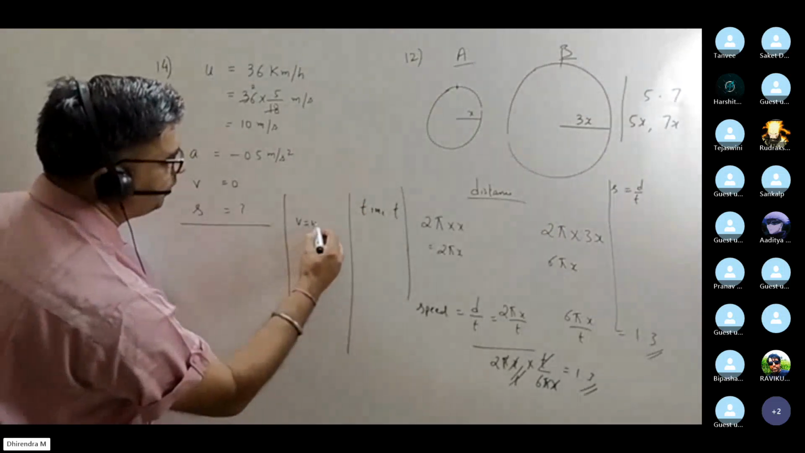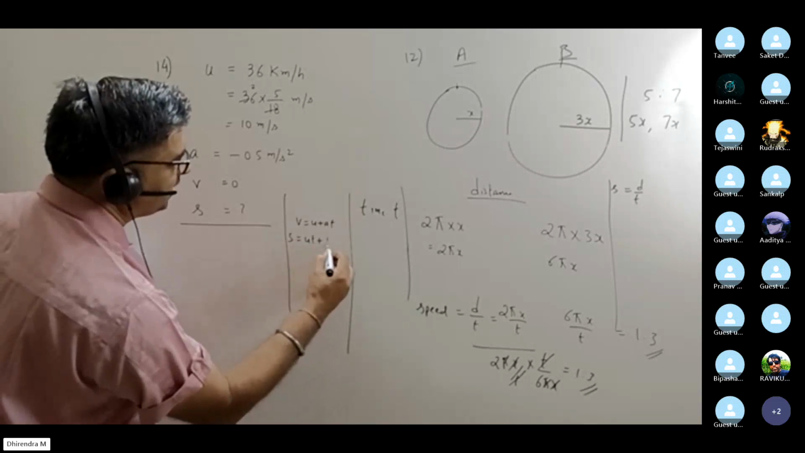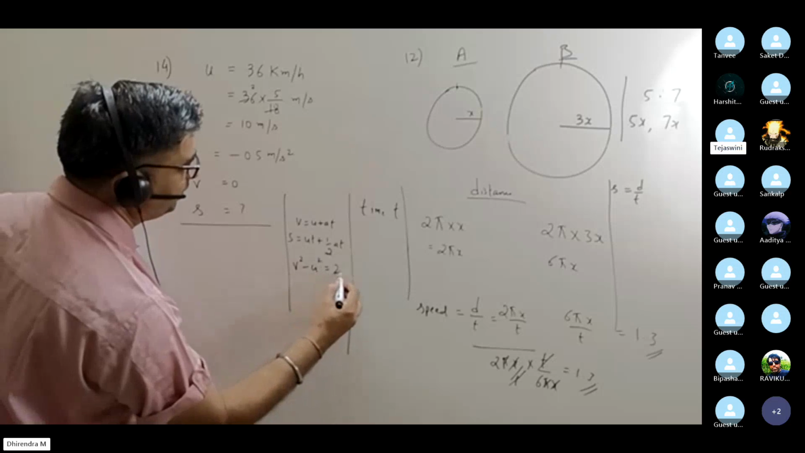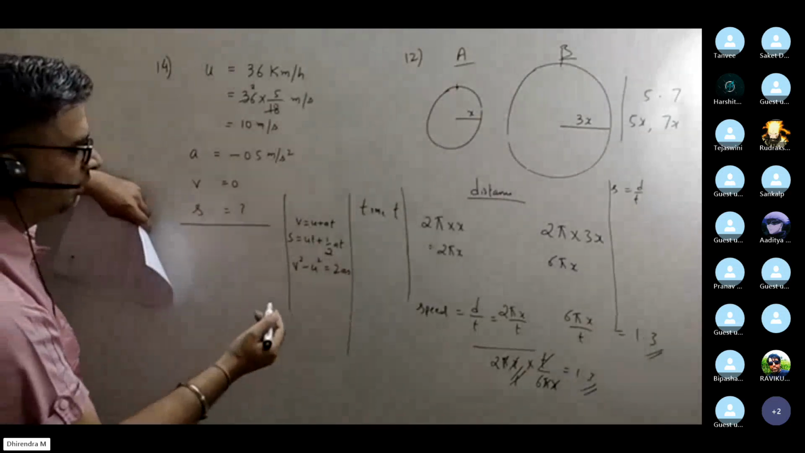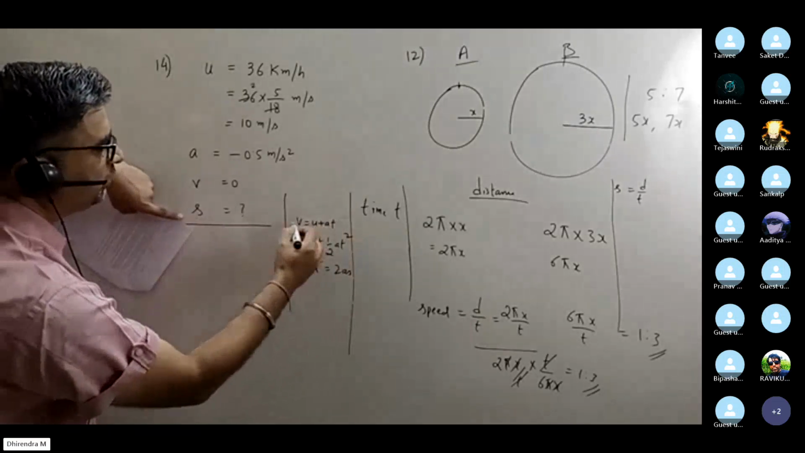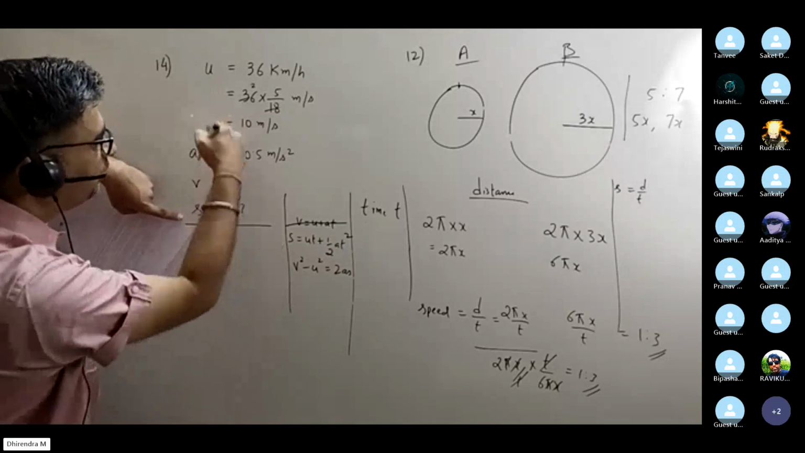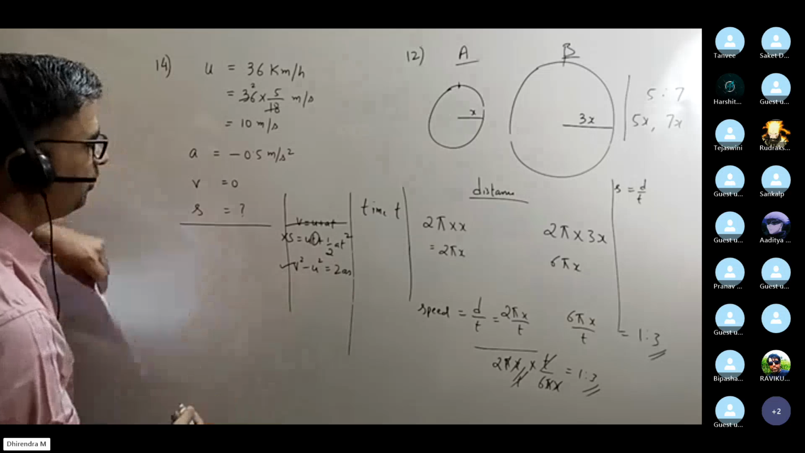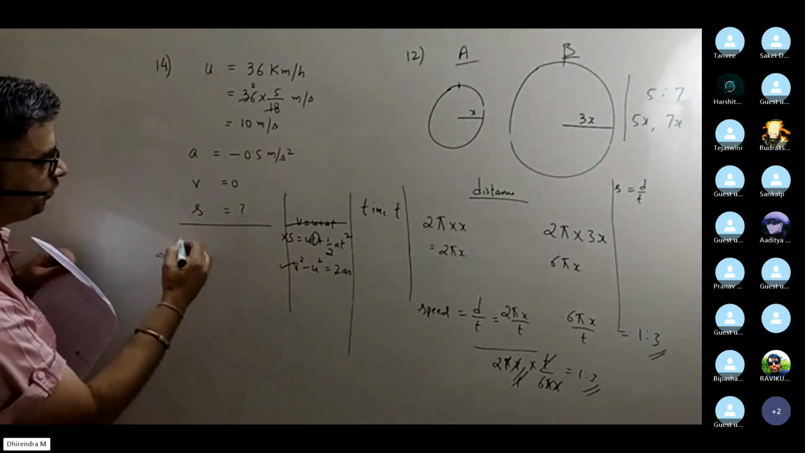We know the three equations of motion. V is equal to U plus AT. S is equal to ut plus half at square. And the third, v square minus u square is equal to 2as. We are required to find S. The first equation will not give us S at all. The second equation can give us S, but we don't have T, so we cannot use this either. This is the formula to use. Now apply this formula.